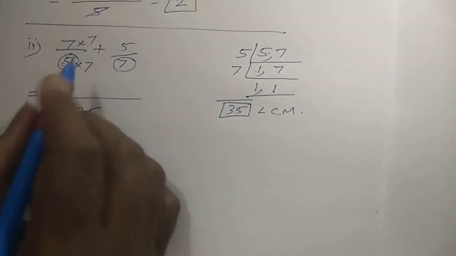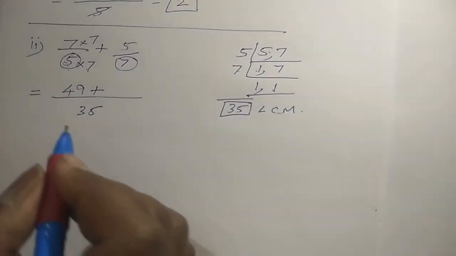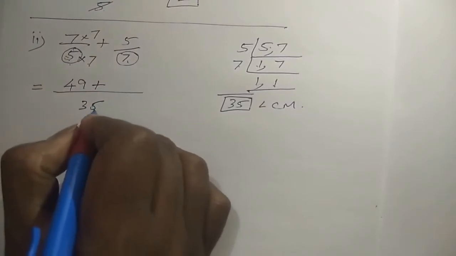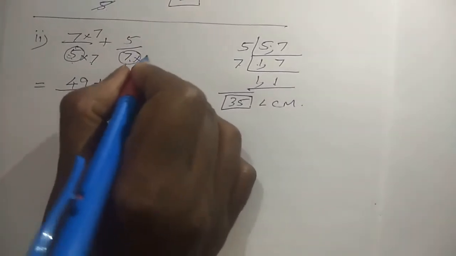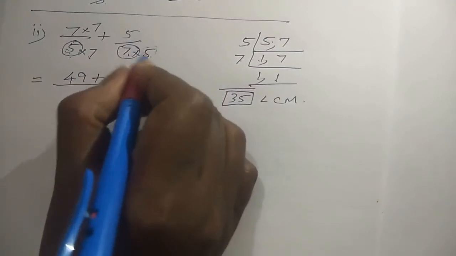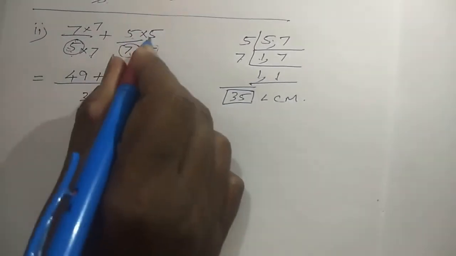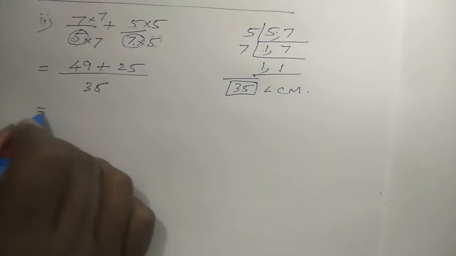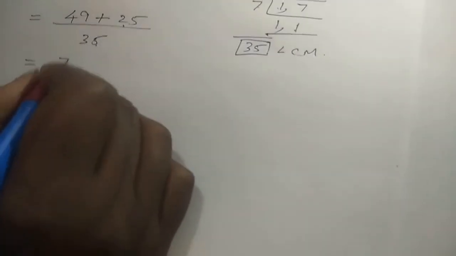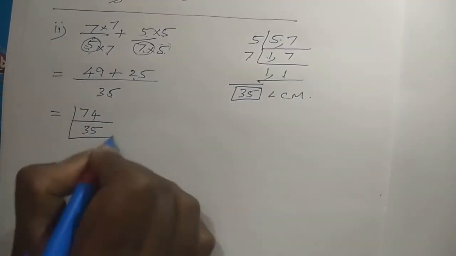So it is 7 7s are 49, plus, right? Next one, here it is 7 in the denominator, we have to get 35, correct? So you have to multiply by 7 5s are 35. So we are multiplying this denominator by 5, so you have to multiply the numerator by 5 also. So here it is 5 5s are 25. So we got the answer: 49 plus 25 will be equal to 74. So 74 by 35 is your answer.